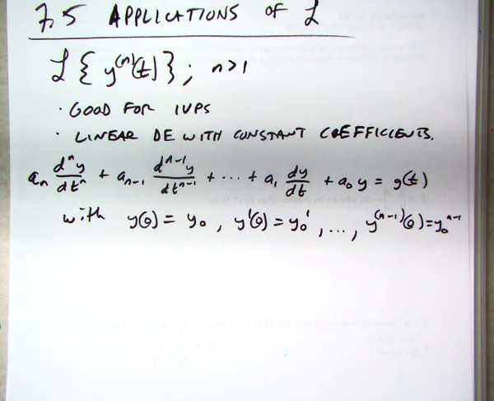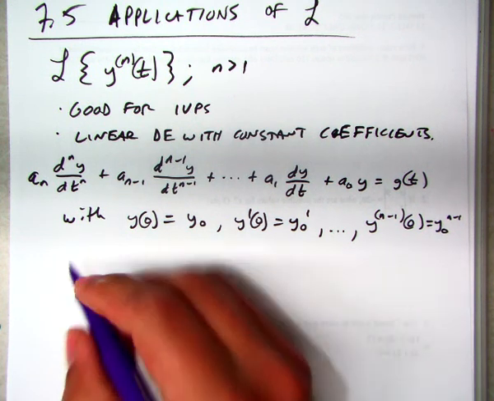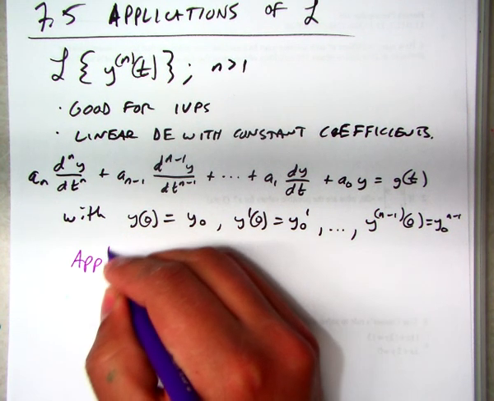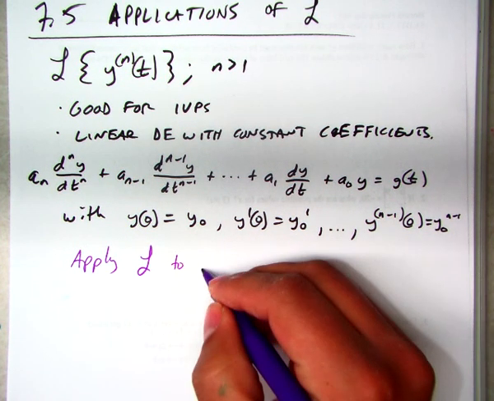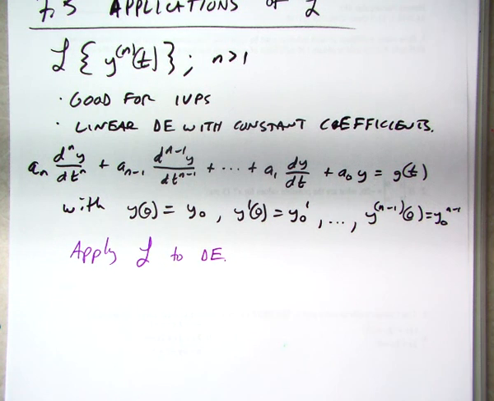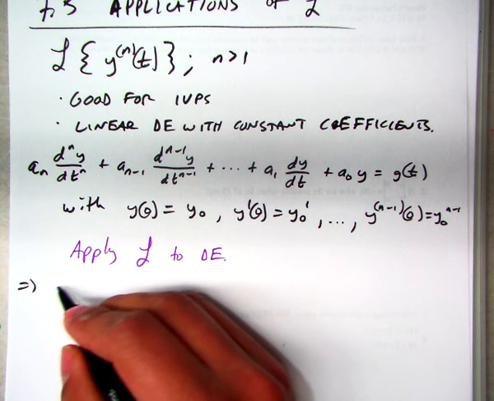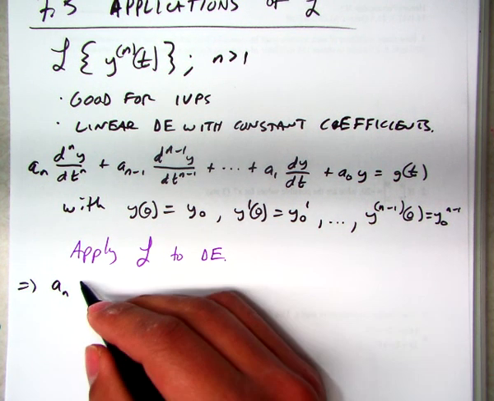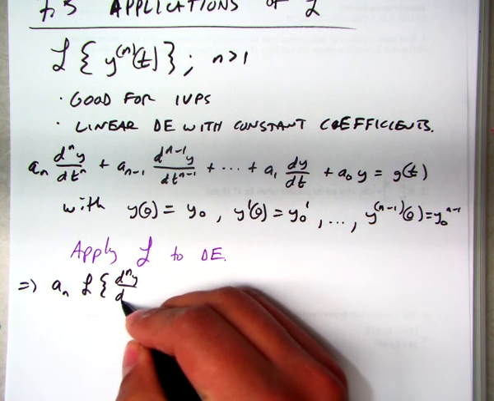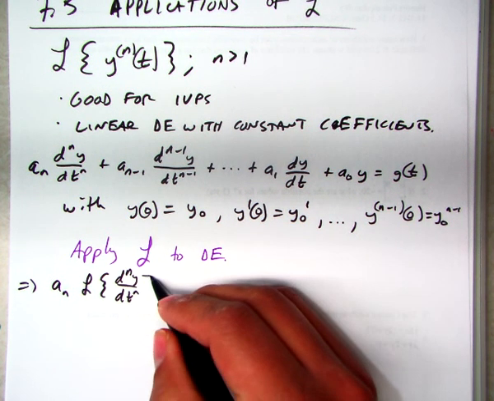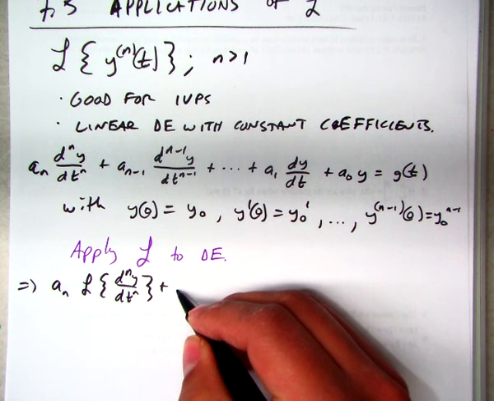Okay, so now what we're going to do is apply the Laplace transform to the whole differential equation. So then what we're going to get is something that looks like this. Lead coefficient, and then we take the Laplace transform of the nth order derivative. And we do that for every derivative, or y, that we see.